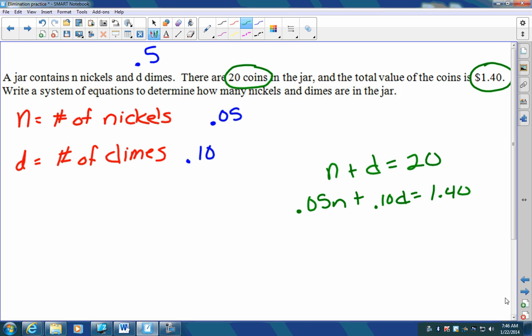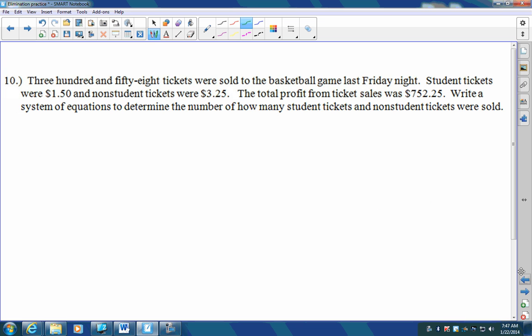Let's look at the next one. Maybe. There we go. 358 tickets were sold to a basketball game last Friday night. Student tickets were $1.50 and non-students were $3.25. The total profit from ticket sales was $752.25. Write a system to determine the number of student tickets and non-student tickets that were sold.